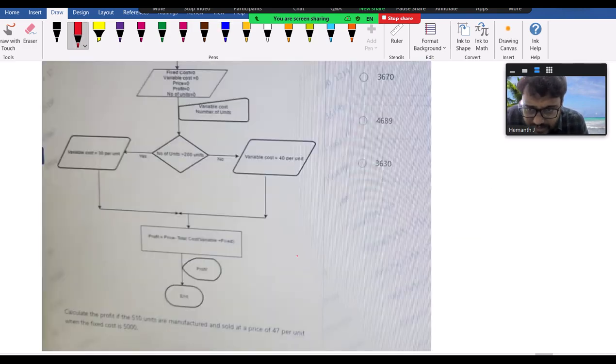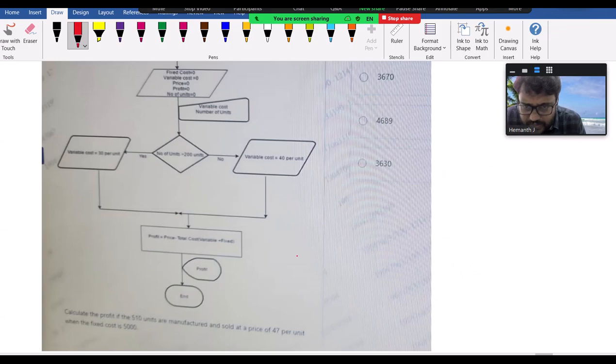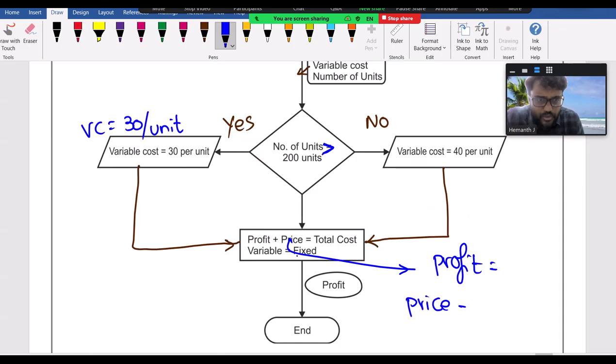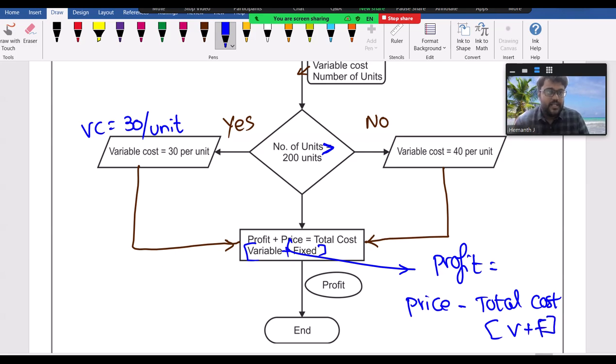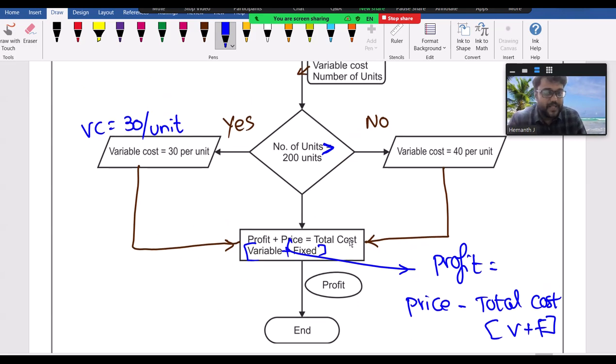So modify it as profit equal to price minus total cost, in bracket variable plus fixed. This is a mistake. So this one is yes, this is no. You have to turn it like this, and profit equals price minus total cost, variable plus fixed.